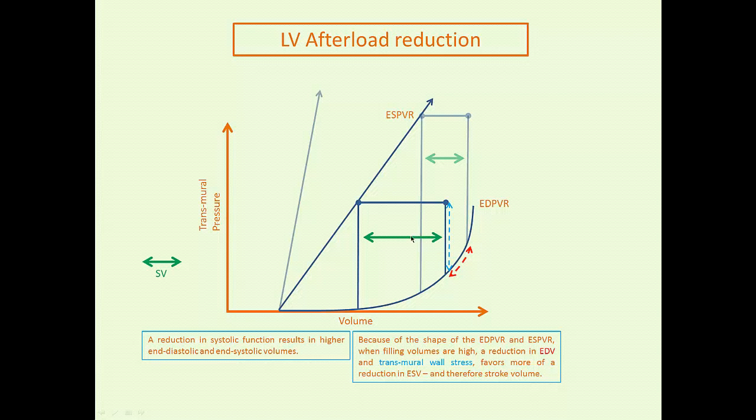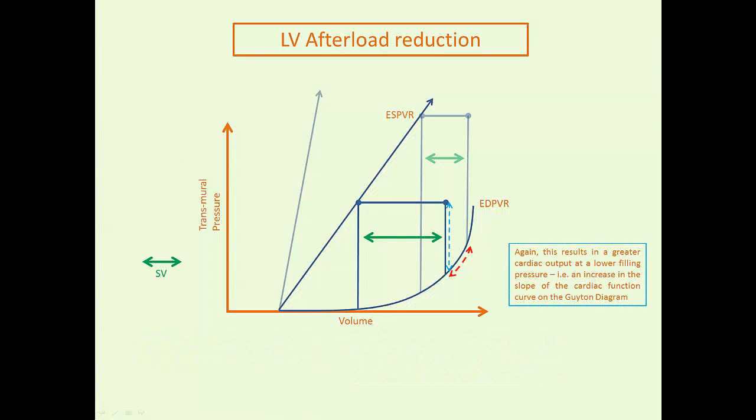So you can see that because the ventricle is hardy to preload reduction, it has a much more pronounced response to afterload reduction. So again, greater cardiac output at a lower filling pressure. If you were to graph this on the Guyton analysis, greater stroke volume, so on the y-axis the blood flow would be higher, and this would be at a lower filling pressure. So your filling pressure, instead of up here, is now down here. So greater output, lower filling pressure. This is essentially a shift up and to the left of your cardiac function curve on the Guyton diagram.